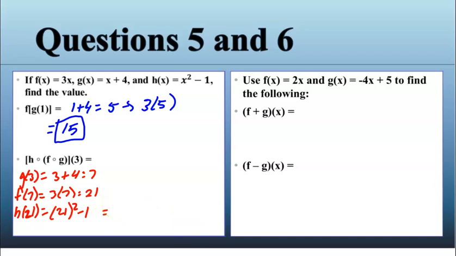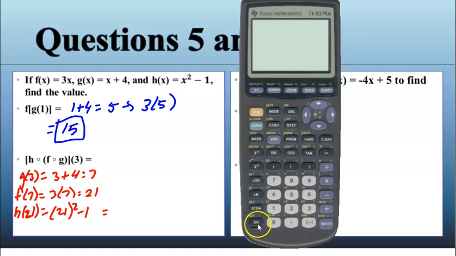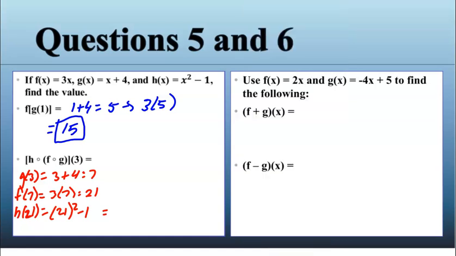So now if I grab my calculator here, we have 21 and we're squaring it, and then we have minus 1. That's going to give us 440. So our answer for this one would give us 440.